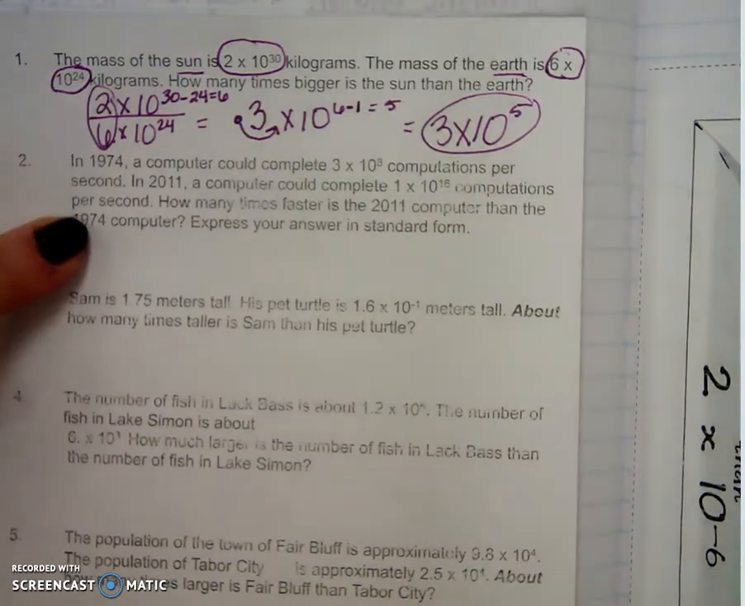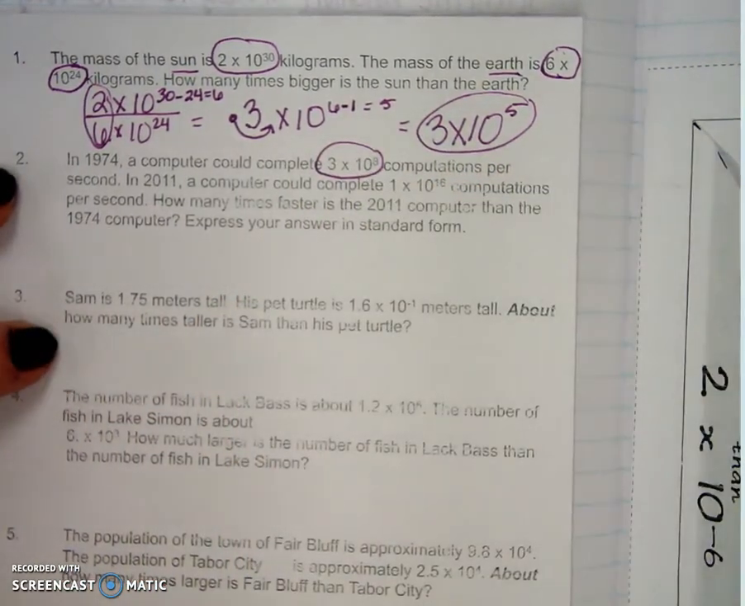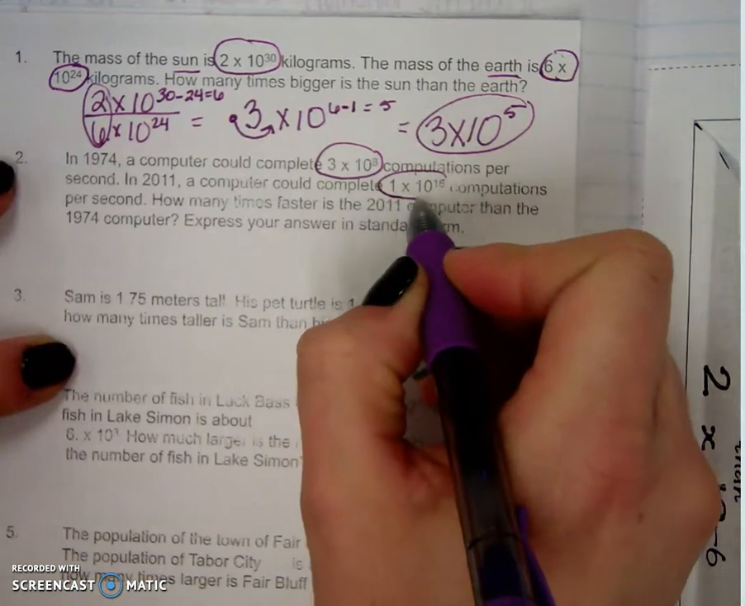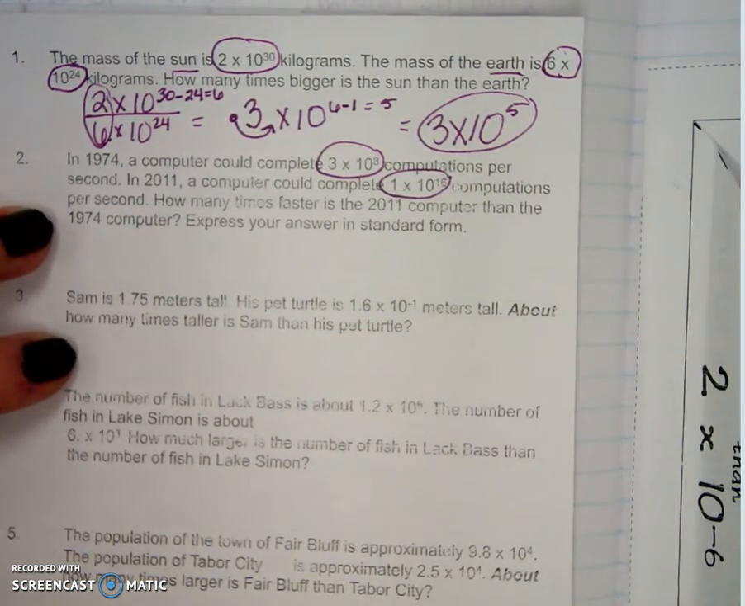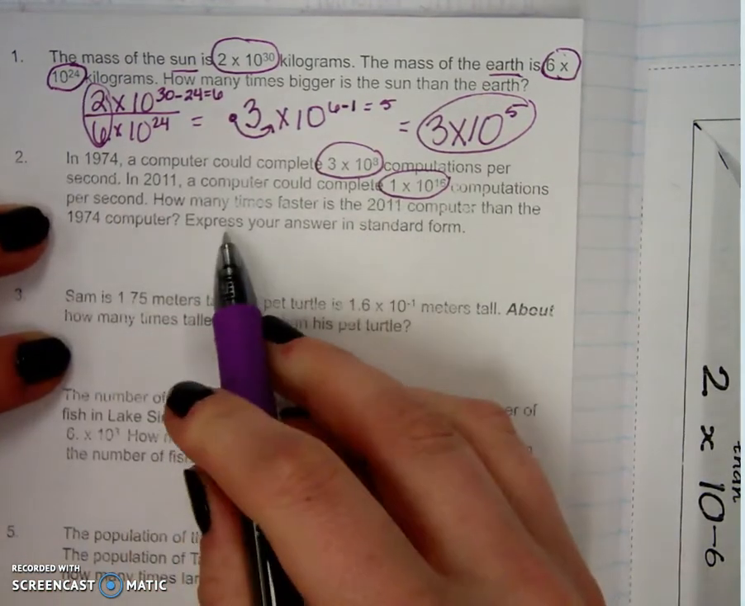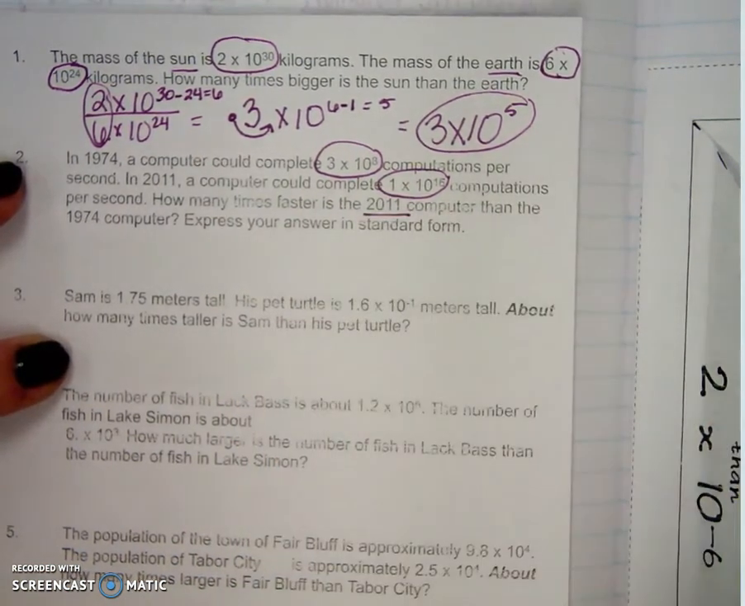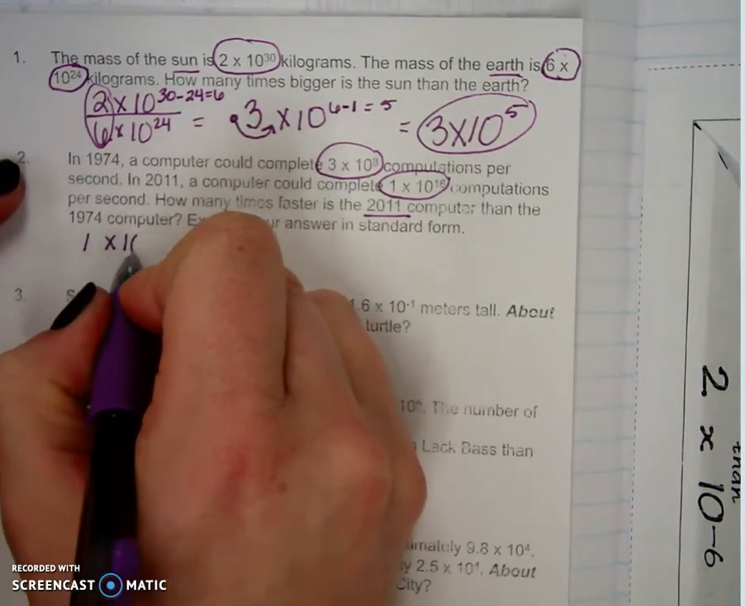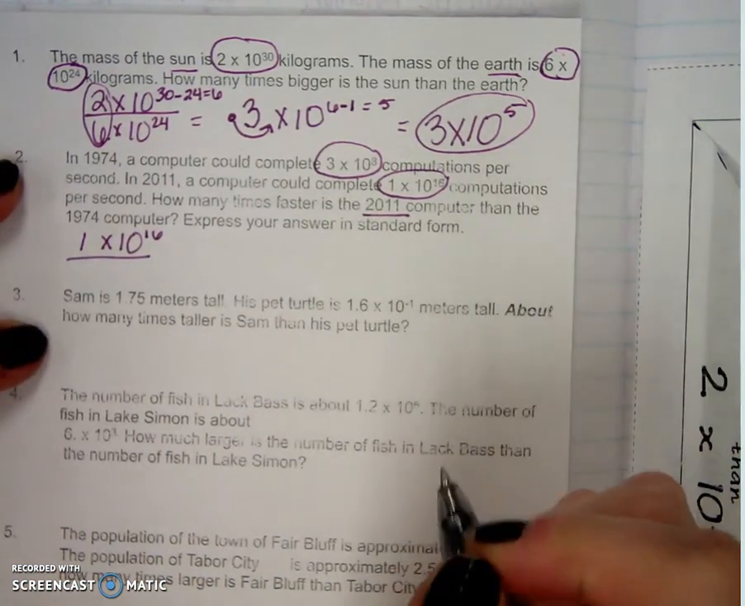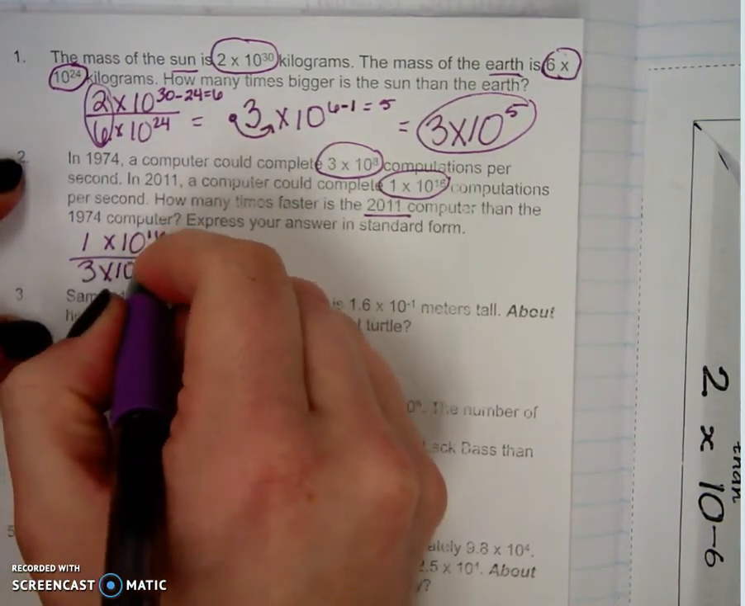And number 2. In 1974, a computer could complete 3 times 10 to the 8th computations per second. In 2011, the computer could complete 1 times 10 to the 16th computations per second. How many times faster is the 2011 computer than the 1974 computer? Express your answer in standard form. We already said that the 2011 computer is faster, so put that on top: 1 times 10 to the 16th power. And we're going to divide that by the computations per second for the computer from 1974, 3 times 10 to the 8th.